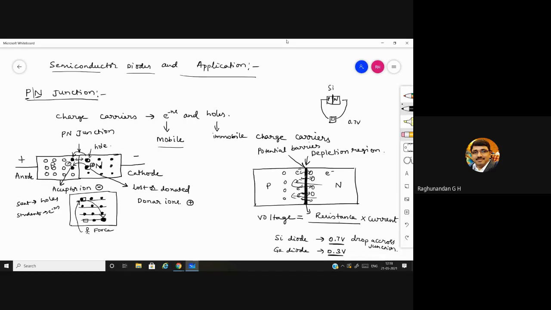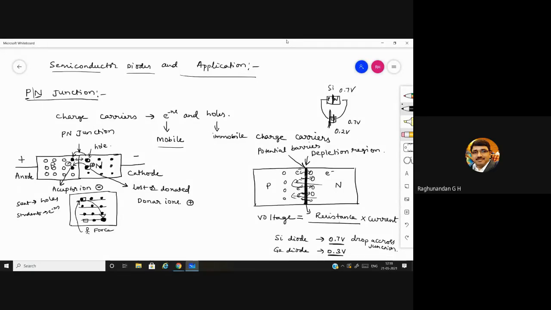Let us take this example. We have a silicon diode, and I told you this junction is going to offer 0.7 volt, and you are connecting a battery. I'm going to keep 0.2 volt in the battery. So now tell me whether the battery voltage is greater or the junction voltage is greater. Who is dominating among these two? Junction is dominating, right?